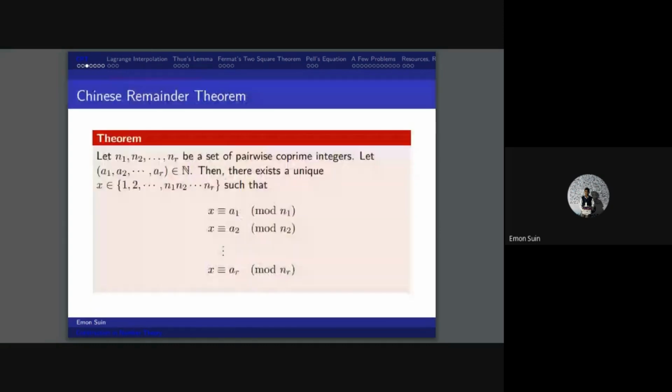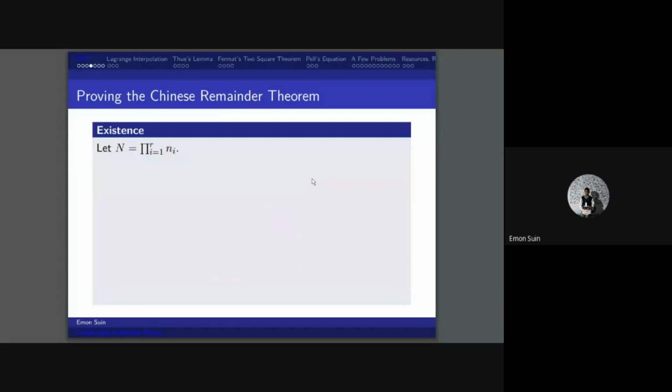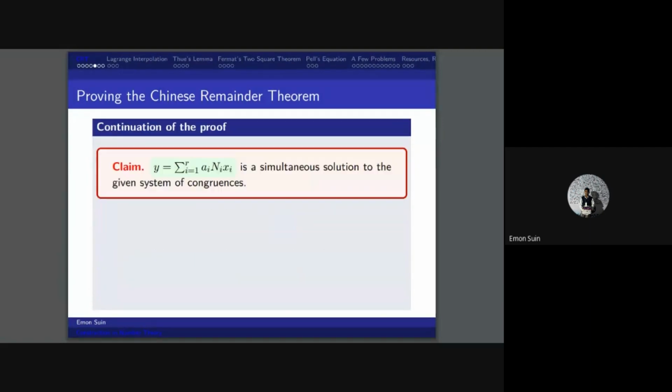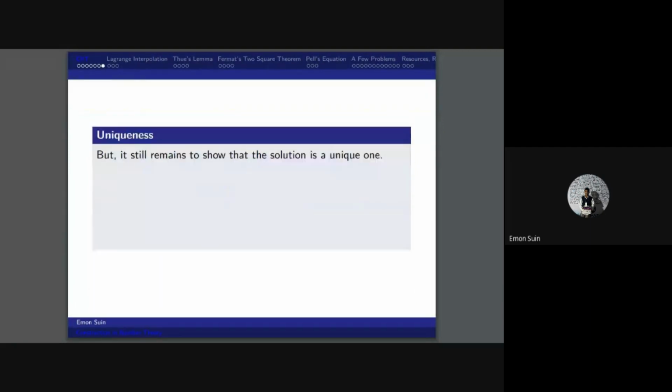So now we go back to the problem statement. What it had said is, in the theorem, that there exists a unique x. We have proved its existence, all right, but it remains to prove its uniqueness. So it still remains to show that the solution is a unique one. Now assume that x naught is also a solution which is not equal to y, and it is also a solution to the given system of congruences.